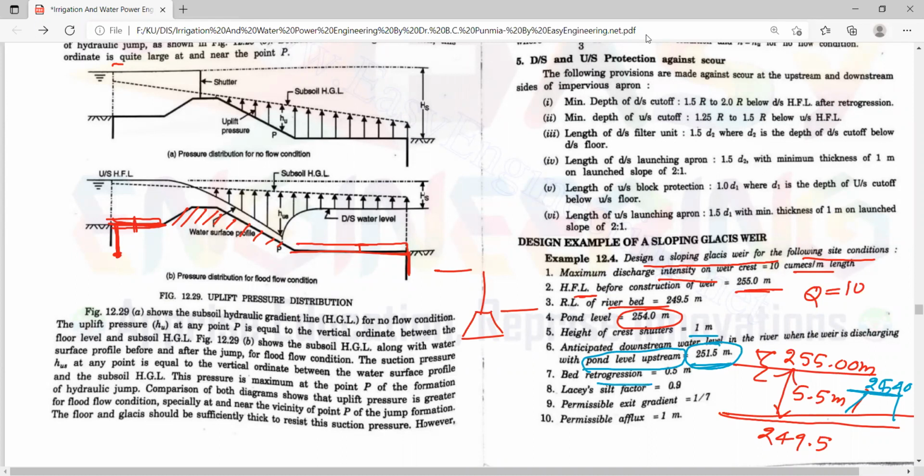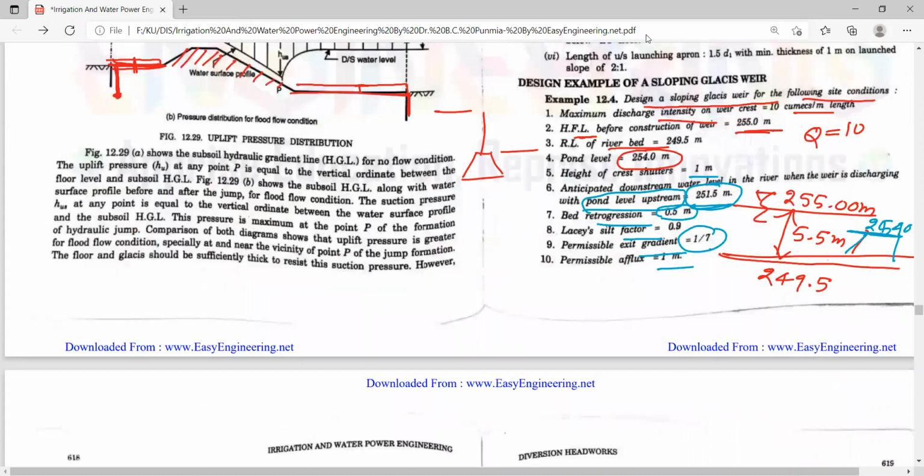Next, bed retrogression. Because of construction of the weir, the water level in the downstream side is going to reduce by 0.5 meters. So this will be the retrogression effect. Next, the lacey silt factor is given as 0.9, the permissible exit gradient is given as 1/7, and the permissible afflux is given as 1 meter. So this is the data provided for us, and from this data we're going to proceed.